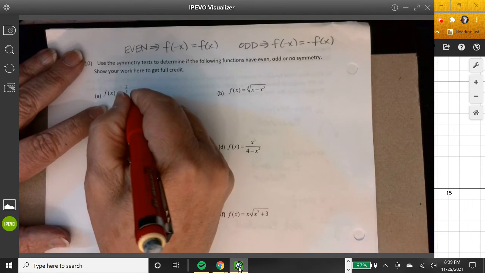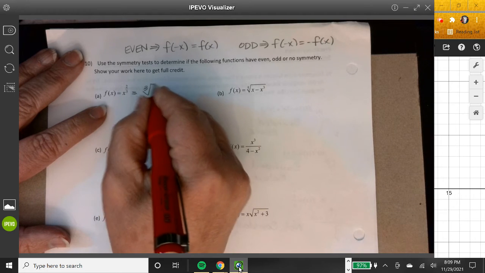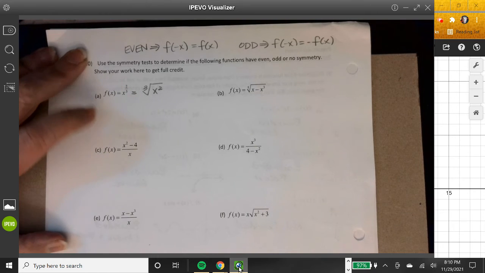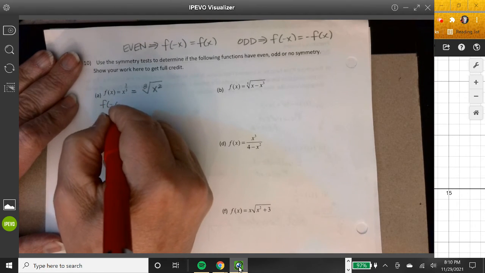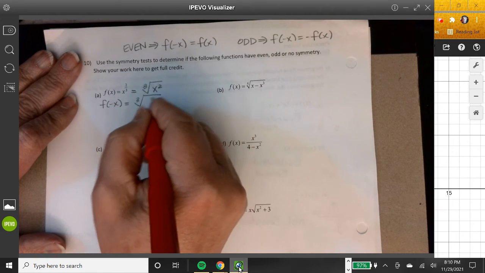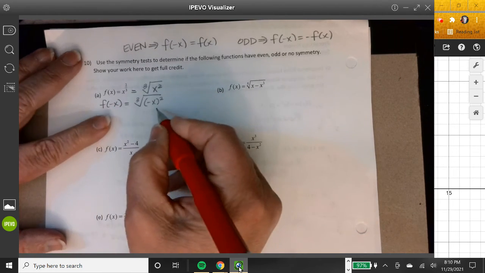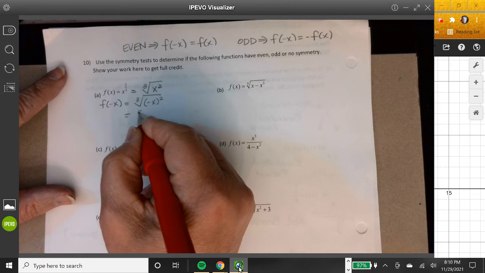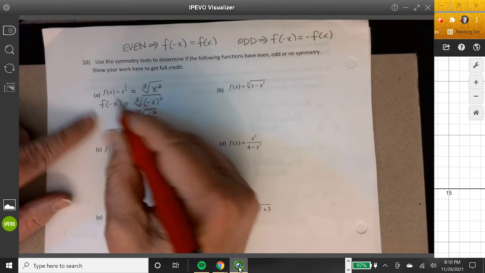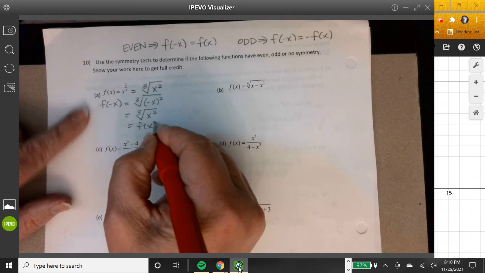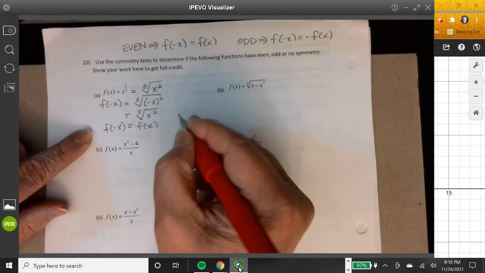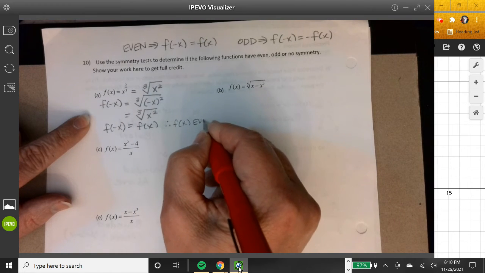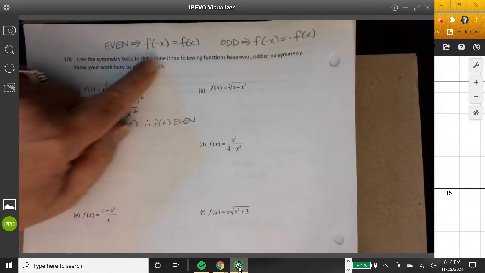Okay, so here we go. I'm going to rewrite this as, this is the cube root of x squared, right? Because the roots are closer to the bottom. So that's the cube root of x squared. So we're going to plug in f of negative x, which equals the cube root of negative x quantity squared. Well, what happens when you square a negative number? That's going to be negative x times negative x, which is x squared. So this is equal to the cube root of x squared. But guess what? That's equal to f of x. So what can we say about f of x? We can say, therefore, f of x is even, because it fits this mold.